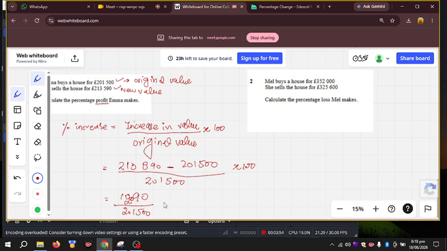201,500. Divide it and tell me what you will get, and also multiply it by 100. First divide 12,090 by 201,500, and then you get 6%. So how much is increased? The value is increased by 6%. So this is how you have to calculate the percentage increase. Now you will use the same formula.